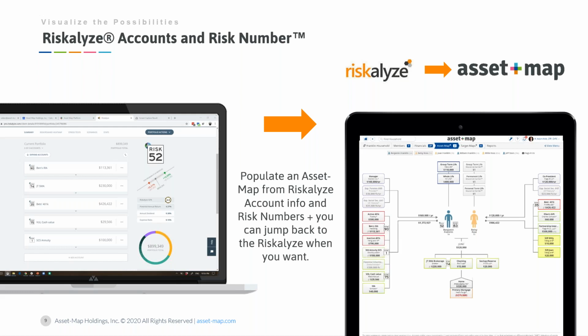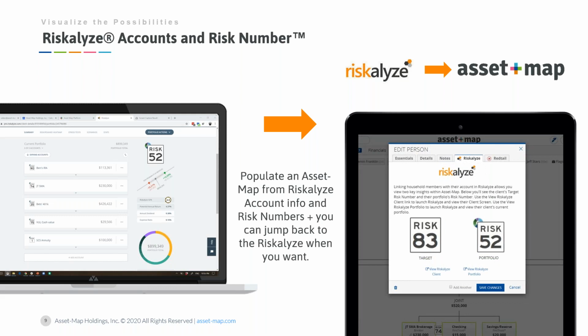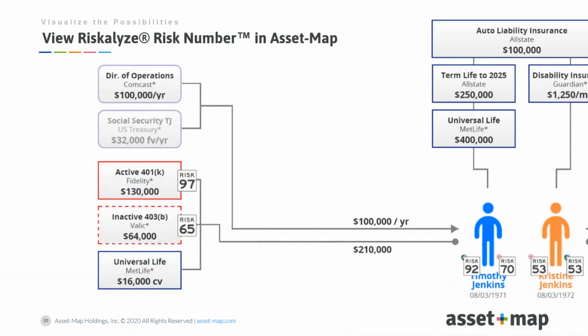So if we continue on, you're able to import those additional assets over, then you'll be able to see the risk scores. If you click into the actual members, it's going to show you both the target and the portfolio score. And if we continue on, this is going to be a more zoomed in view for you to take a look at.